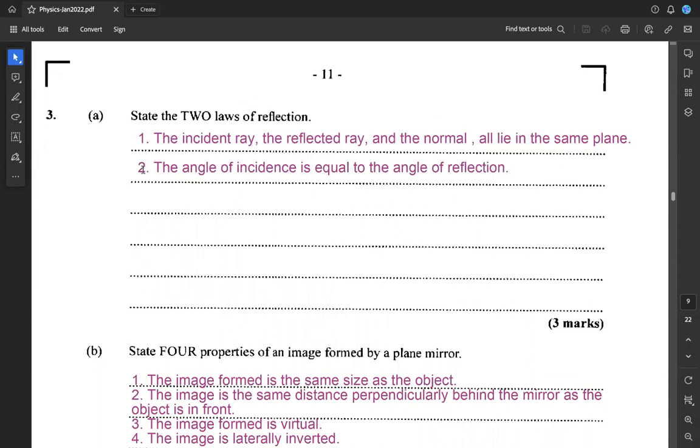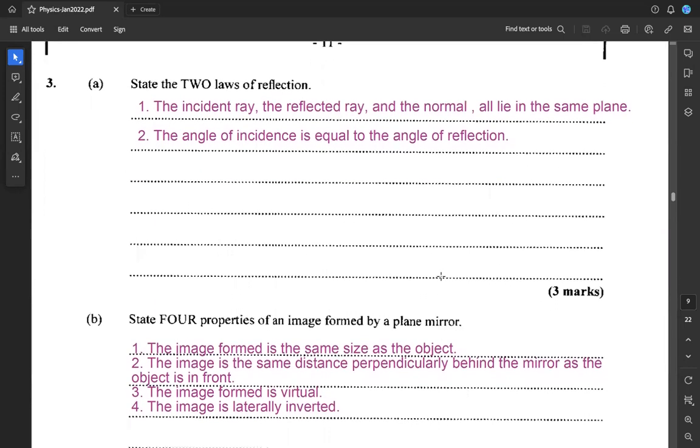And the second law of reflection states that the angle of incidence is equal to the angle of reflection, right? Whichever angle a ray hits a surface at is the same angle it is going to be reflected at. So they're equal. Angle of incidence is equal to the angle of reflection. So there we go for 3 marks, and we are ready to roll.